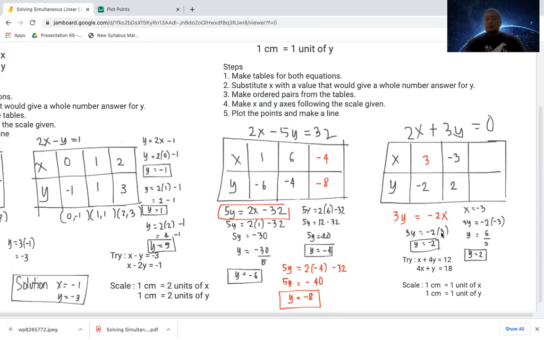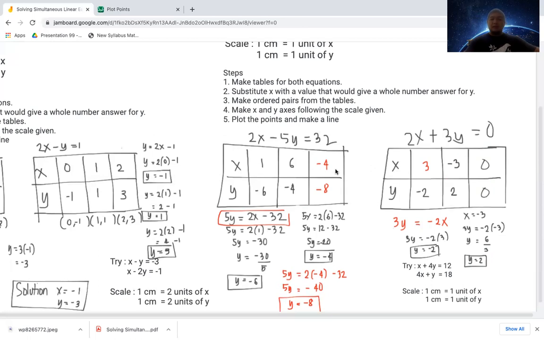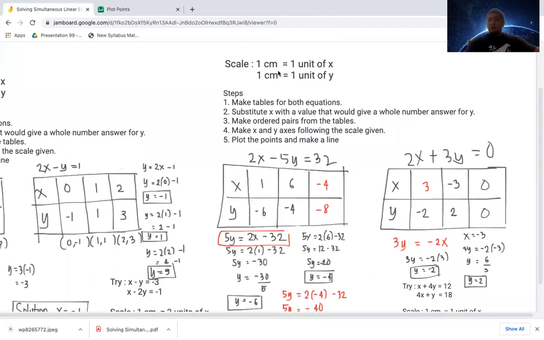And the easiest one is we put it as a 0. So if you put x as 0, then automatically y will become 0. So now, as soon as you get these points, you are going to put them in the graph. But again, check the scale that has been given to you. It says here the scale is 1 centimeter is equivalent to 1 unit of x.